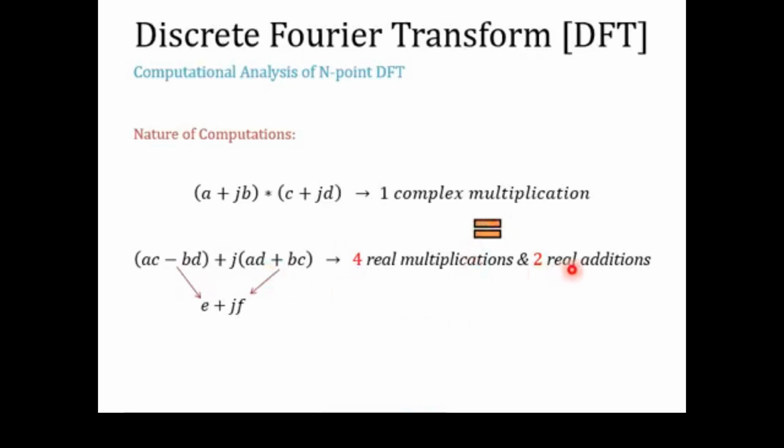So the thing to remember is that whenever it is required to perform a single complex multiplication, our computer will need to perform four real multiplications and two real additions in order to provide the result of one complex multiplication.